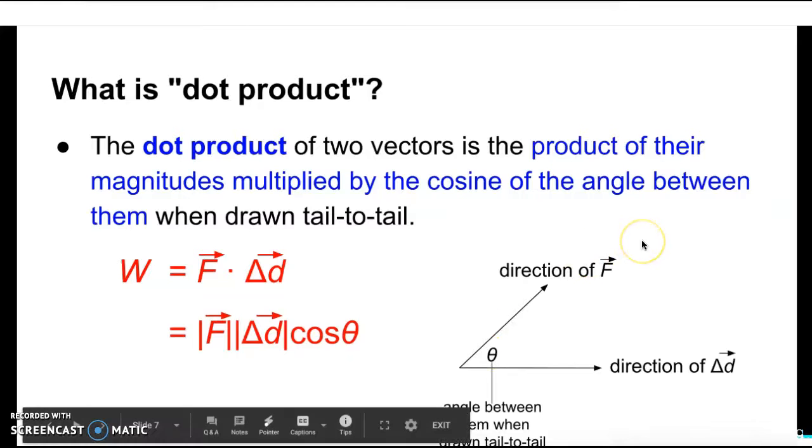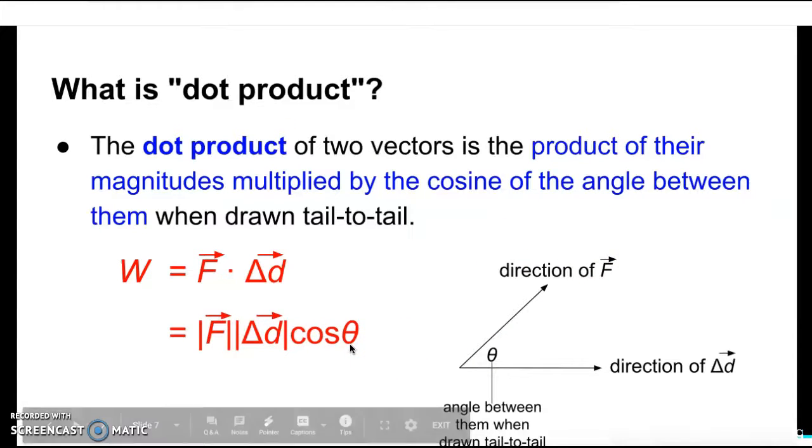In a future video, I'll explain why it's cosine theta. Why don't they use sine theta or tan theta? It seemed pretty random that they chose cosine theta, but there is a reason for that. I'll try to remember to share that reason with you in a future video.